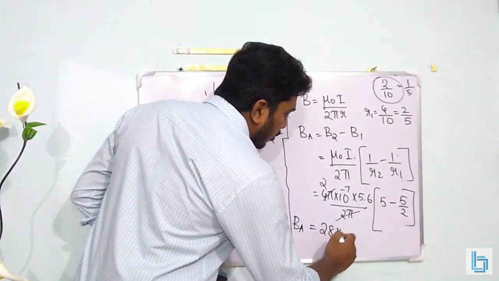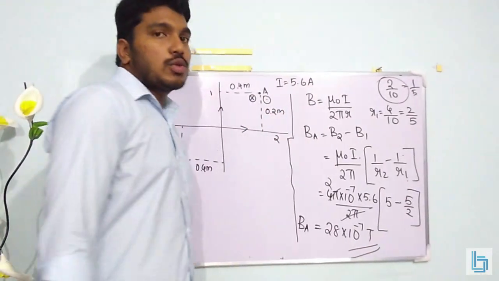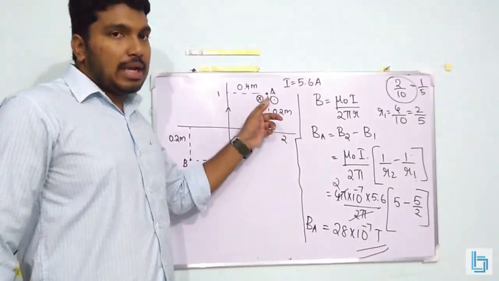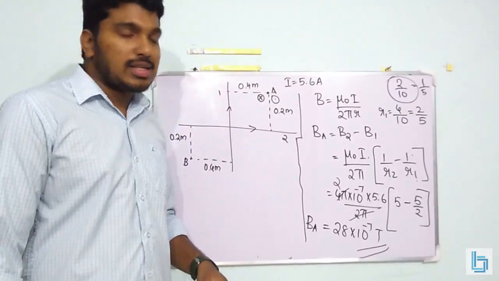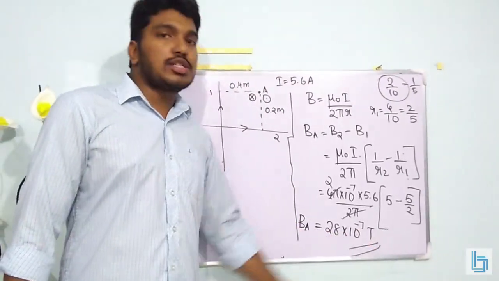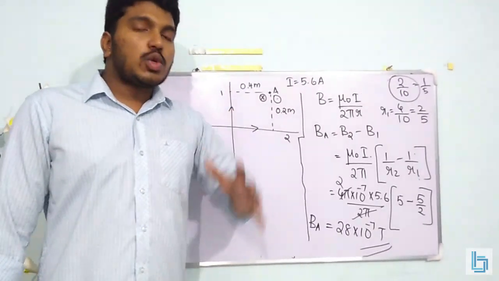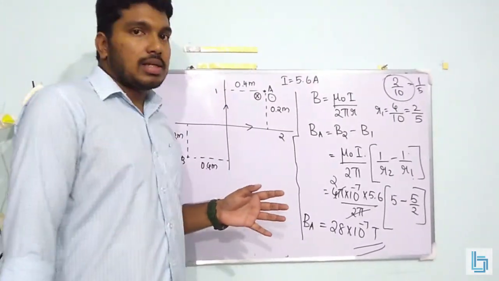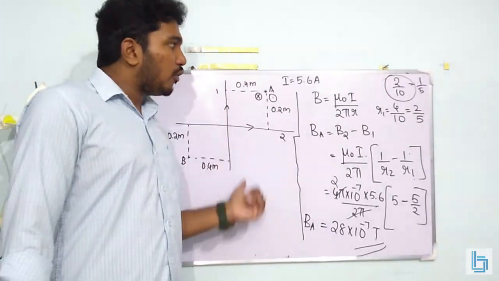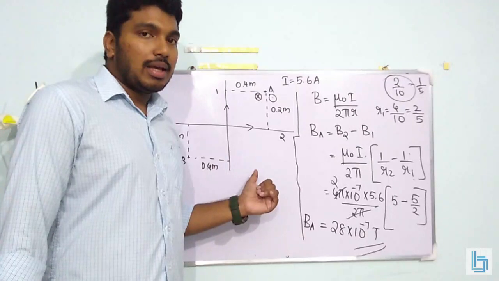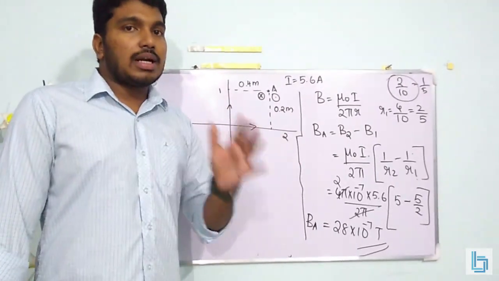BA will be equal to 28 into 10 raised to minus 7 Tesla. So the magnetic field at the point A due to these two long current carrying conductors is equal to 28 into 10 raised to minus 7 Tesla. Clear? So please do remember the corresponding equations for a semi-infinitely long conductor and for a long conductor. Sometimes in the question it may be the perpendicular bisector that is asked, so remember the conditions for that also.